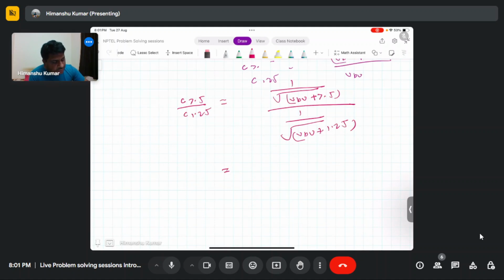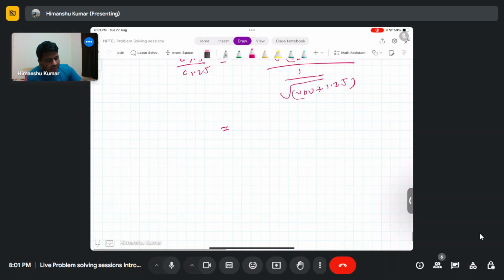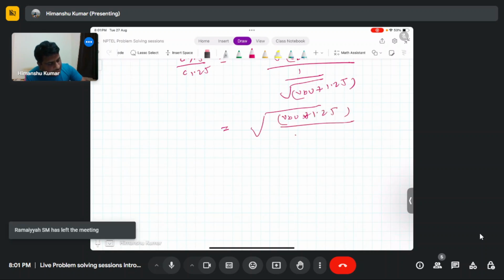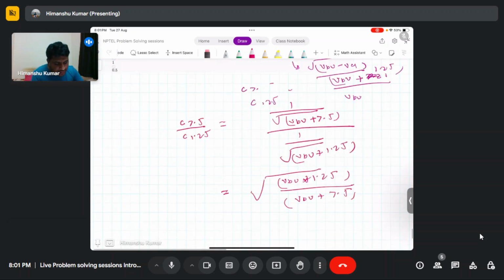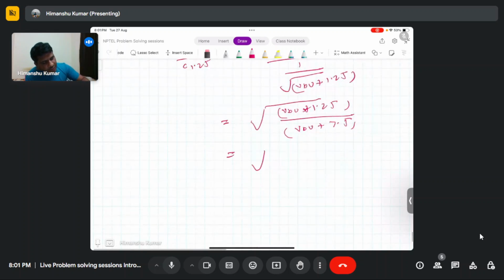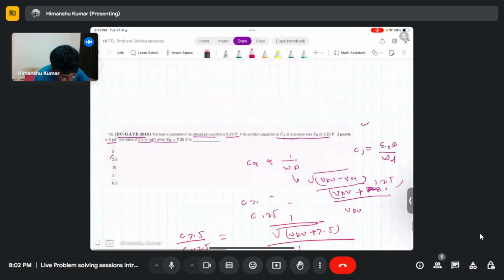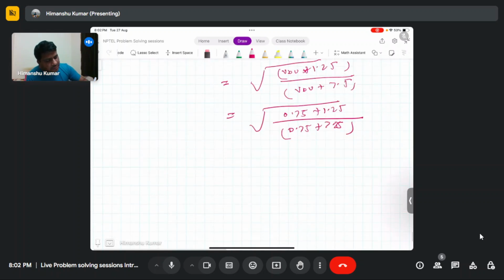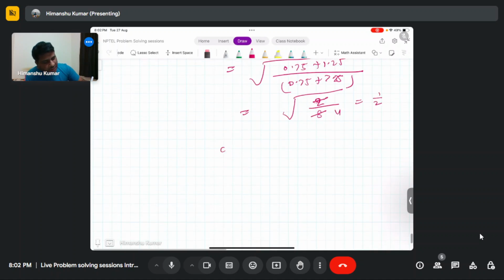This denominator will come down and it will become the square root of VBI plus 1.25 divided by VBI plus 7.25. Then you can write the square root of 0.75 plus 1.25 divided by 0.75 plus 7.25. So the numerator will become 2 and the denominator will become 8, which is 1 by 4, and taking the square root, it will become 1 by 2.